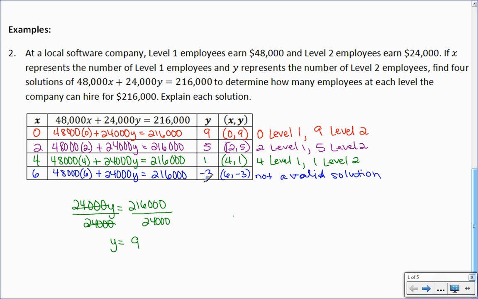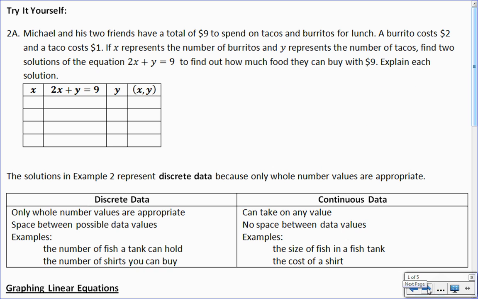Okay, so there's a similar problem on the back of this page, the try it yourself problem. In this case, if you read this, it says to find 2 solutions of this equation. And I've left you enough space for 4 solutions, just in case you find one that's not an actual solution. So go ahead and pause the video, work through that problem, and when you're ready to check your answer, go ahead and hit play.